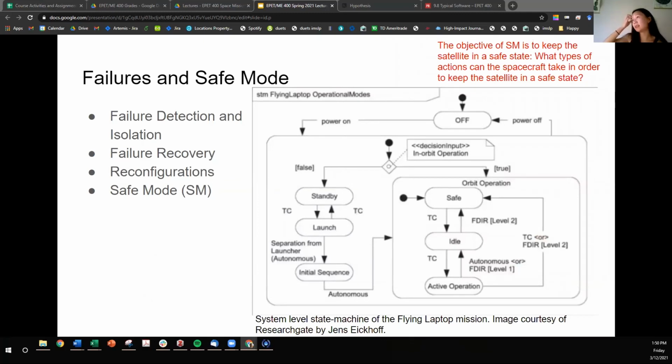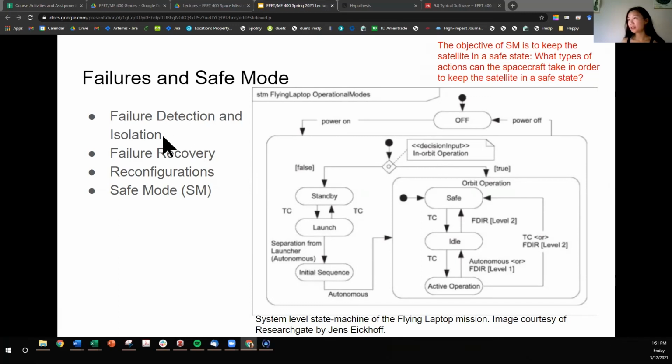Okay, finally, another set of modes that I want to talk about are failures and safe mode. We talked about initial checkouts and post-launch deployment. We talked about normal nominal operations. Now let's talk about if things go wrong: there are failure detection and isolation, failure recovery, reconfigurations, and safe mode.